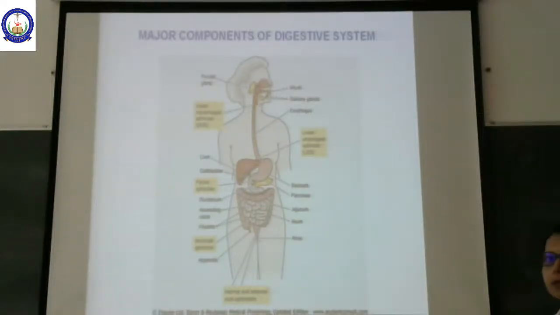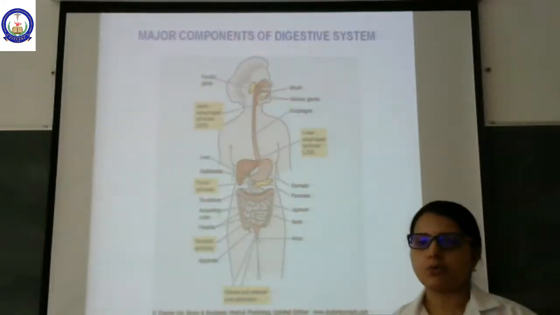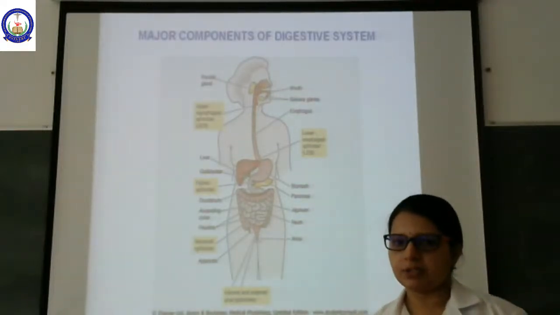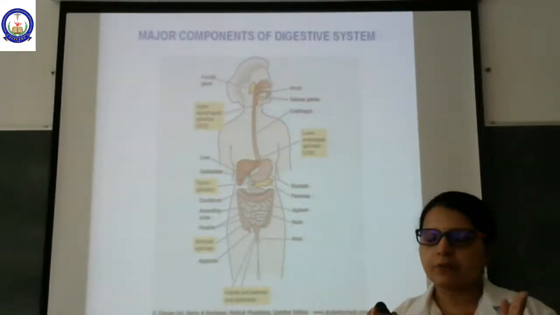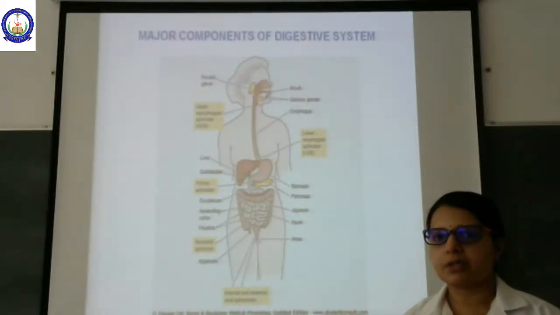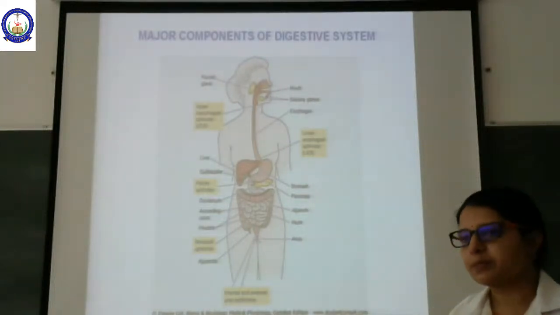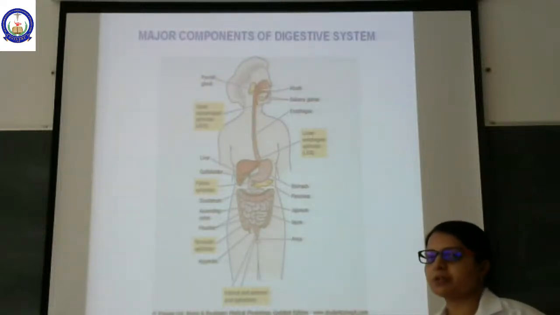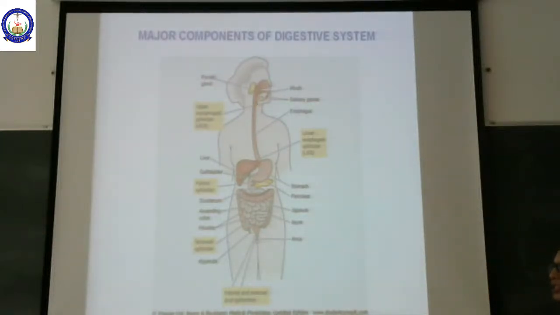These sphincters play a very important role during the process of digestion. When the food has to remain in the stomach, what should be the position of the pyloric sphincter? It should close. Only then can the stomach hold the food, isn't it? So these sphincters have a regulatory function as far as digestion and absorption are concerned.